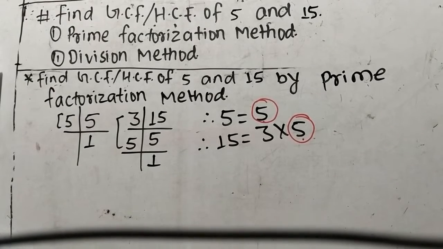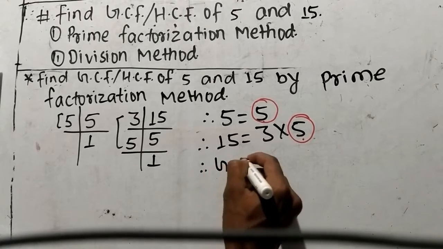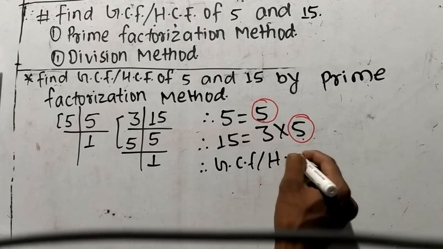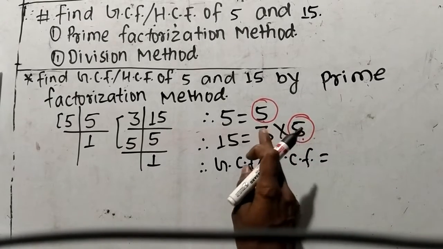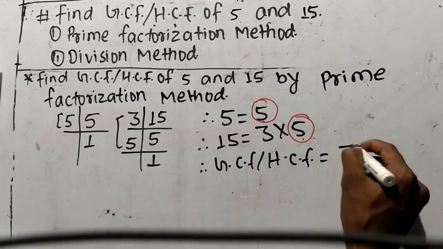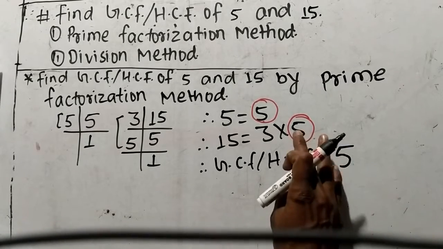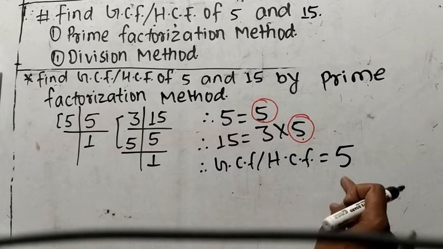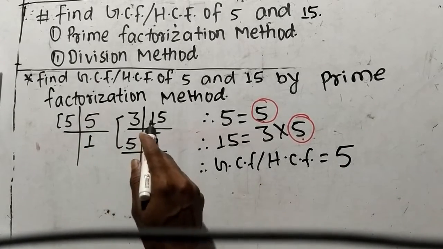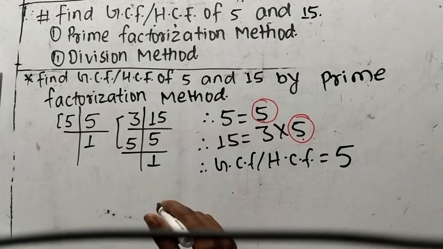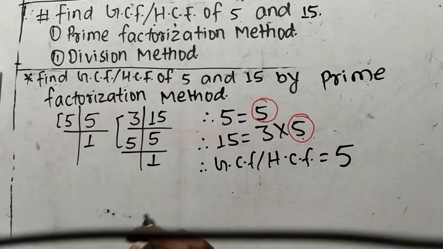As you know, we are finding here GCF or HCF. So GCF or HCF is the product of all common factors. Your common factor is only 5. So GCF or HCF is equal to 5. Since there is only one common factor, which is 5, therefore 5 is the GCF or HCF of 5 and 15. So in this way we can find out GCF or HCF by prime factorization method.